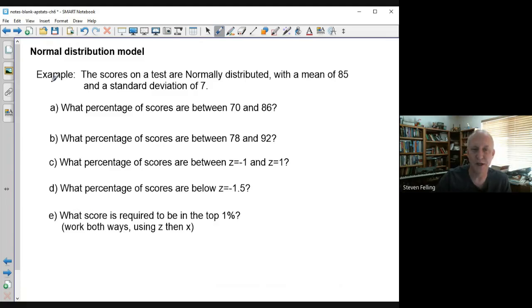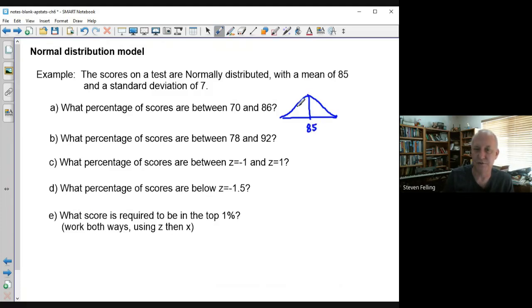Okay, so let's say that the scores on tests are normally distributed with a mean of 85 and a standard deviation of 7. So if I wanted to answer this question, what percentage of the scores are between 70 and 86? The first thing I would do, and you're required to do this every time in this class, is make a sketch of the normal distribution. They told me it's normally distributed. They told me the mean is 85, so I'd put that there.